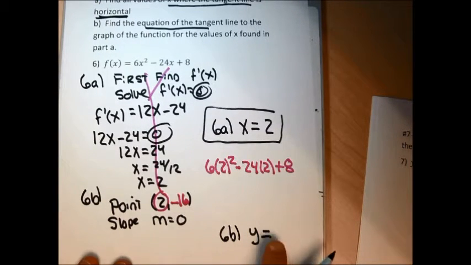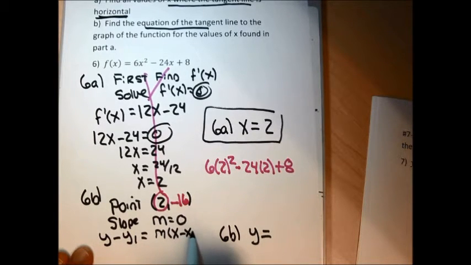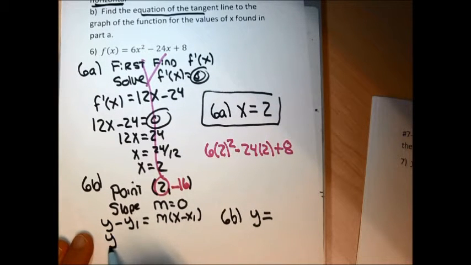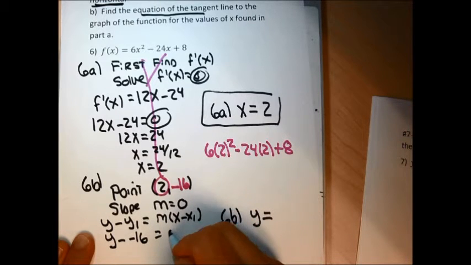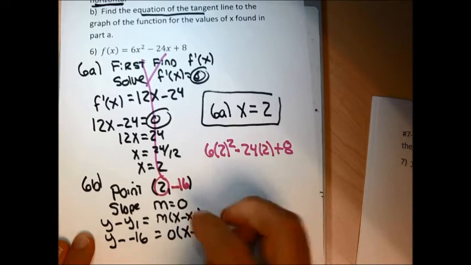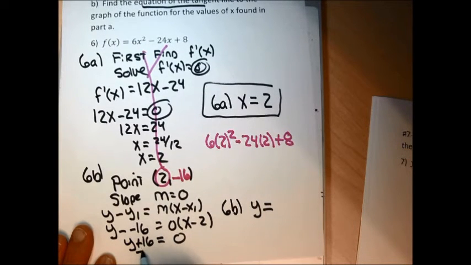If you remember the shortcut, you can get the answer to this quickly, but I'll pretend I didn't remember the shortcut. So I'm going to use the y minus y1 equals m times x minus x1 strategy to get the equation of the line. So I'm going to go y minus negative 16, that's the y1, equals m, which is 0, times x minus 2, because x1 is 2. The left side comes out to y plus 16. The right side comes out to 0. And then I'm just going to subtract 16 from both sides. I'm going to get y equals negative 16, and that's my answer.